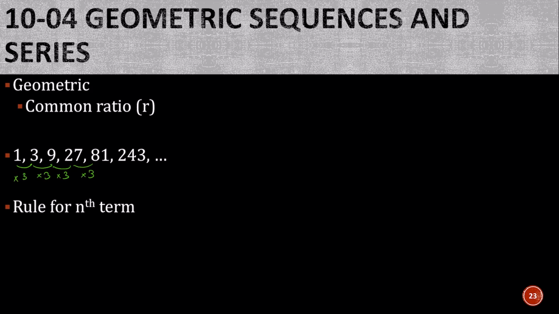To get a rule for the nth term, let's say we take this 81. Our first term, the 1, times the 3 four times. The 3 is our common ratio. But 81 is the fifth term, and I'm only multiplying by the 3 four times, so that's 1 less than n. So our rule for the nth term is an equals a1, our first term, times r to the n minus 1.